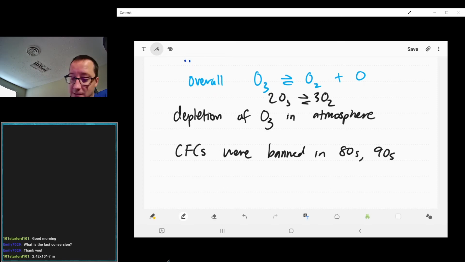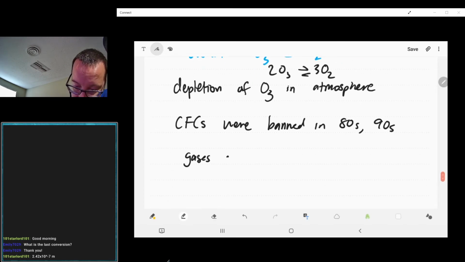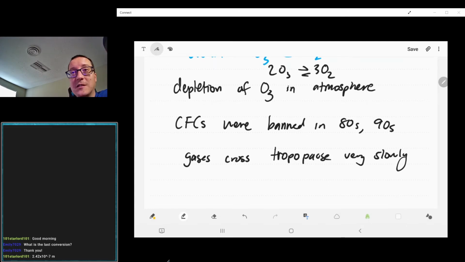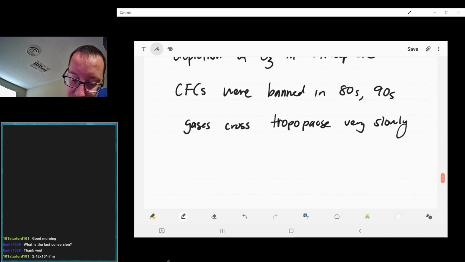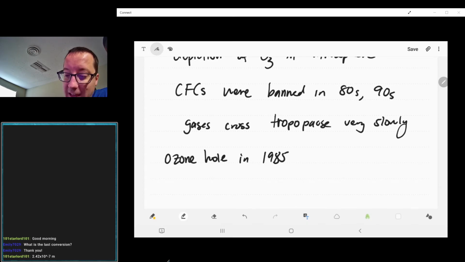But since we know that gases cross the tropopause very slowly, even though we don't have any more CFCs being released, they're pretty much completely gone out of use, we're still having CFCs cross the barrier and deplete the ozone layer bit by bit, just because these things move very, very slowly. So they're just hanging up there at that 12-kilometer area. Eventually they cross and can break apart into the chlorine radical and cause all sorts of horrible things. But that being said, the ozone hole that was created by these in the 80s is slowly regenerating.